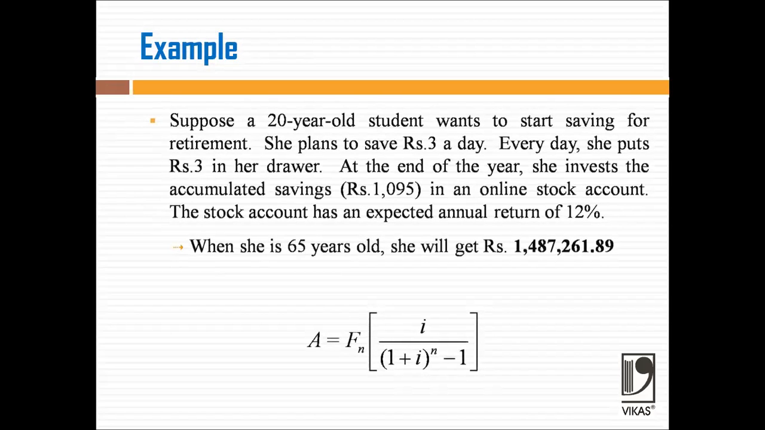This example is simply calculating the future value of an annuity, right? Annuity A is 1095 and R is 12. Number of periods is how many? 45. Then you will simply get this 1.4 million. So see this formula. A is the annuity, how much you have to deposit every year. You have to find this value based on the expected amount, the future value, times i over (1 plus i) to the power n minus 1.